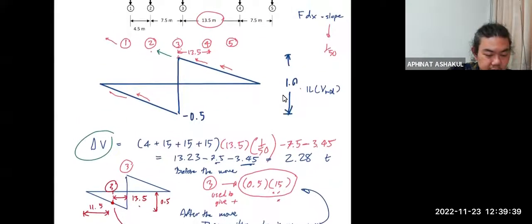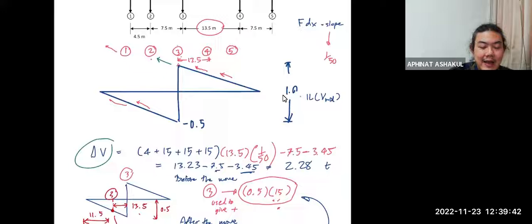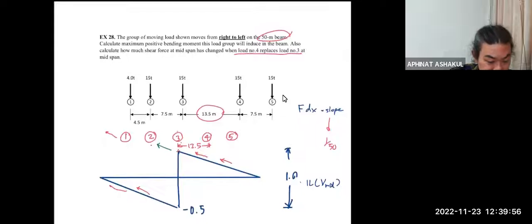Remember, first and foremost, we are trying to calculate how much the shear at this particular location changes. And when I say particular location, I mean midspan, because this problem is focused at midspan. It's one spot. We are now focused on how much the shear changes when the load moves around. In this case, it moves so that load number 4 will replace load number 3 at midspan.